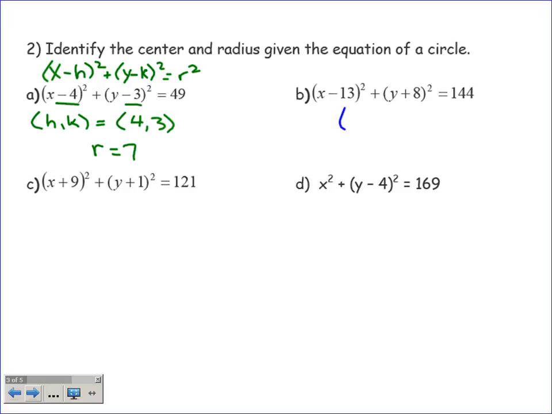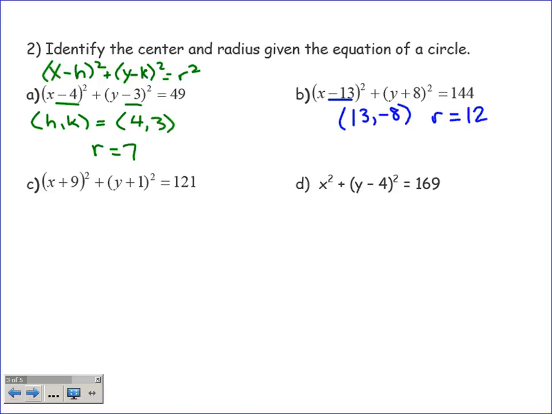Our center. Andrew, what's our center? 13, comma, -8. It's always the opposite of what you see, so the opposite of 13 is 13. Opposite of positive 8 is -8. And what's our r value? 12. Pretty easy, right?